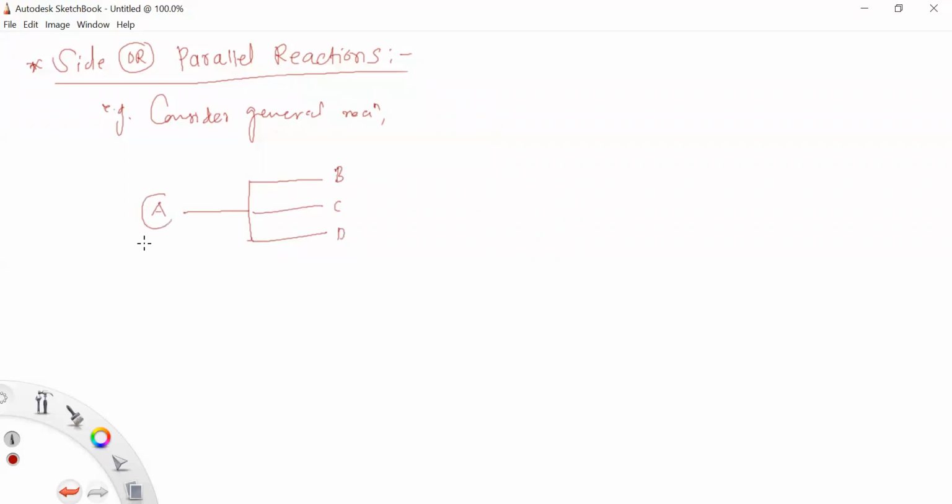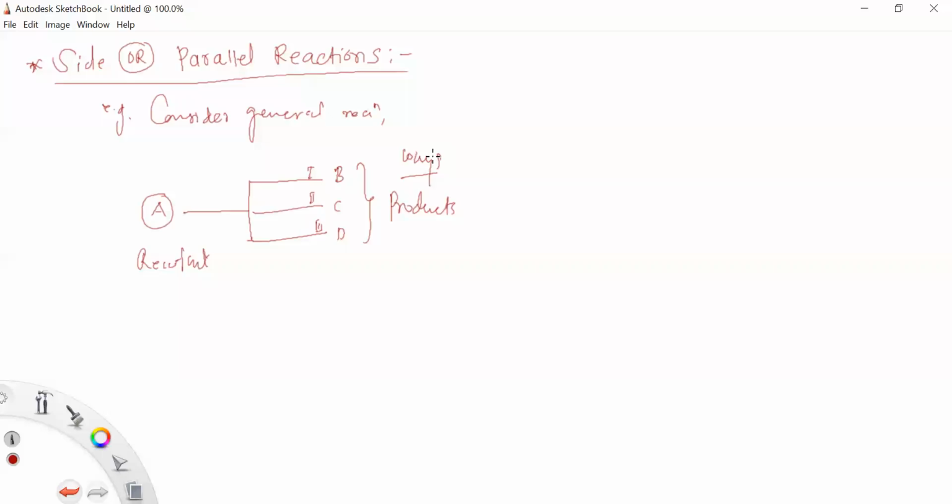So this is the reactant molecule, right? This reactant molecule is converted into these three products. Obviously, this is pathway 1, pathway 2, and pathway 3. So in this way there are three ways of conversion into the three products, right? This is called side or parallel reactions.